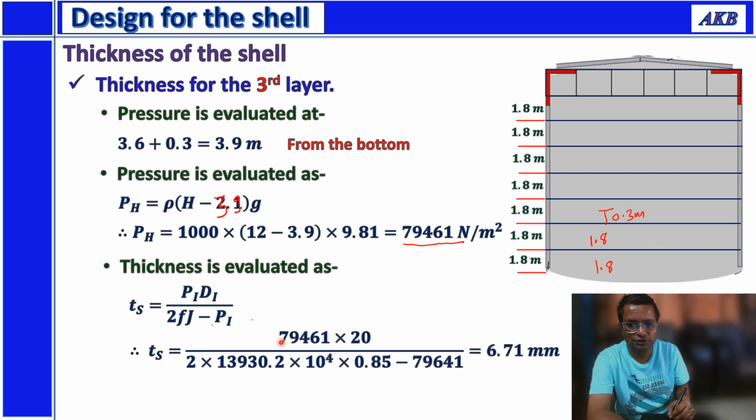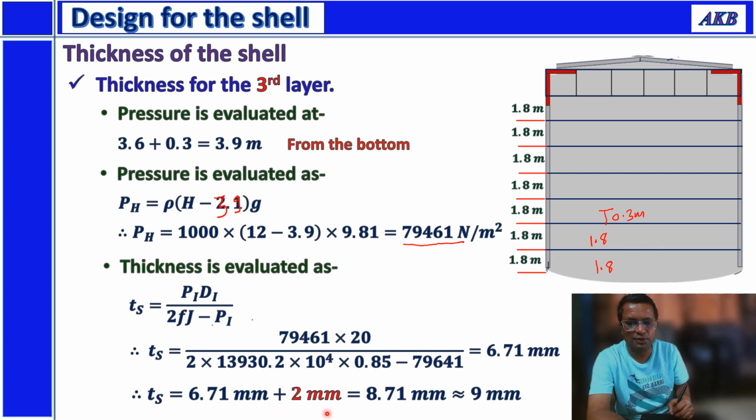You just have to put all the values. You have just calculated pH. pH is nothing but Pi, the internal load in this case, and this gives us a thickness of 6.71 mm. If you add corrosion allowance to it, this will be 6.71 mm plus 2 mm, that is 8.71 mm, approximately 9 mm. That means thickness for the third layer comes out to be 9 mm. For the first layer it is 12 mm, for the second layer we have calculated it as 11 mm, and for the third layer it is 9 mm.